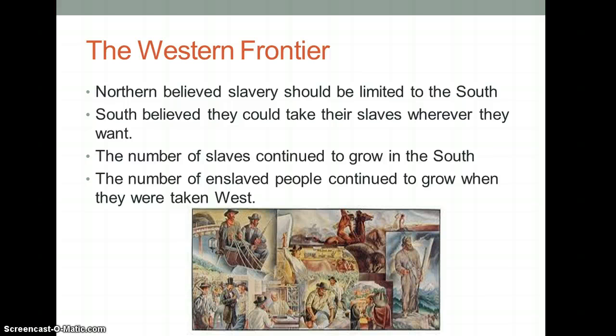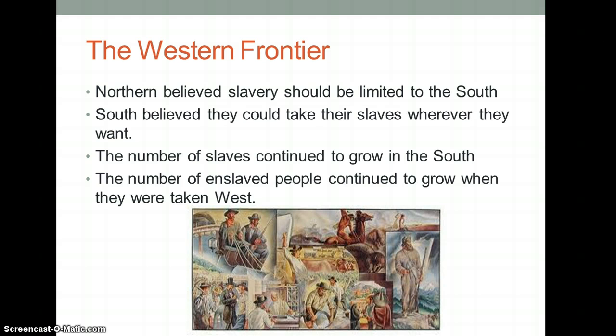The number of slaves continued to grow in the South, and the number of enslaved people continued to grow when they were taken west. The South believed in states' rights and believed that they could decide whether or not slavery would be allowed in the new territories that were established.